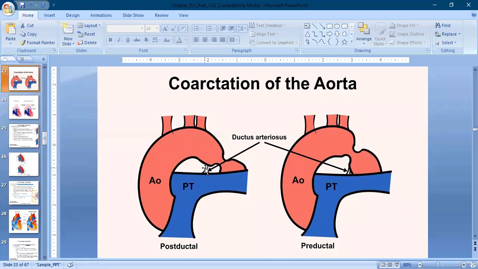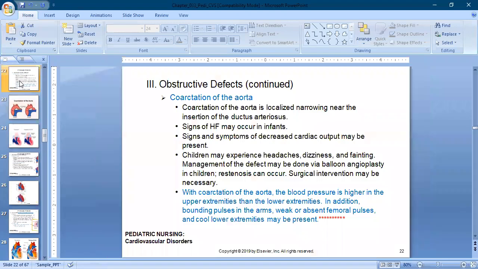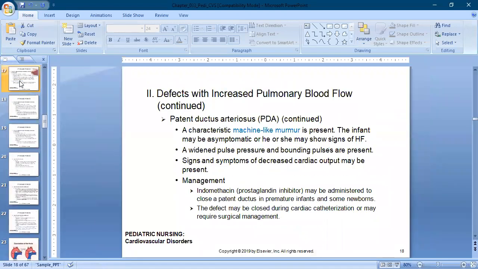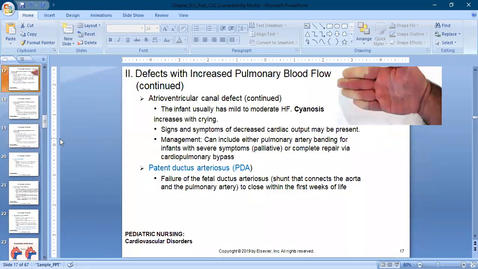Administration of indomethacin or occlusion of patent ductus arteriosus, right? When occlusion? During the cardiac catheterization. So let's go back. I'm going to read it for you.